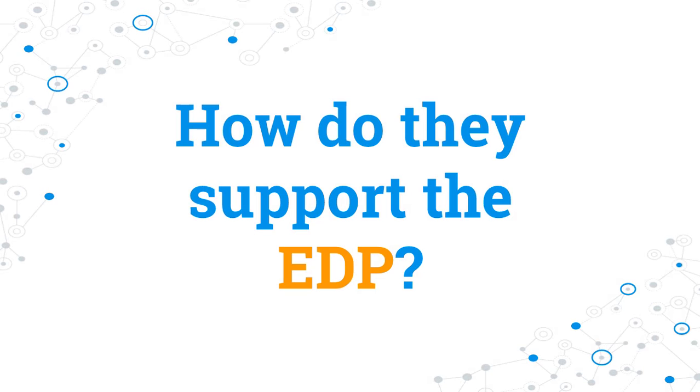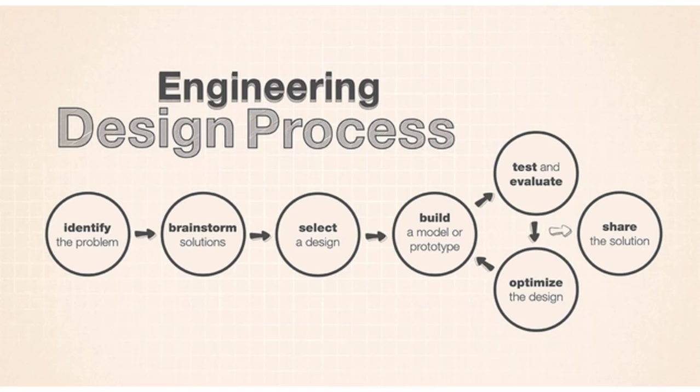In this webinar, we're going to look at how these tools support the EDP, or the engineering design process. So the engineering design process is just a method of thinking through problems that we want our students to use, especially in STEM districts and campuses. Each engineering design process follows essentially the same steps. You begin by identifying the problem, then you brainstorm solutions, you select a design from your brainstormed list, you build a model or a prototype, you go through a cycle of testing and evaluation, and then optimizing your design and re-prototyping as many times as necessary, and then you share your solution.